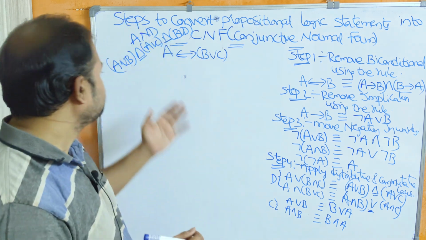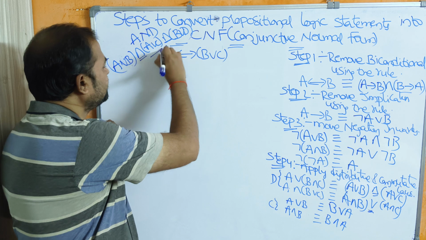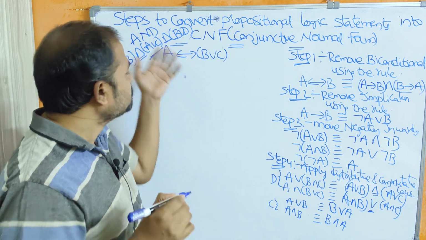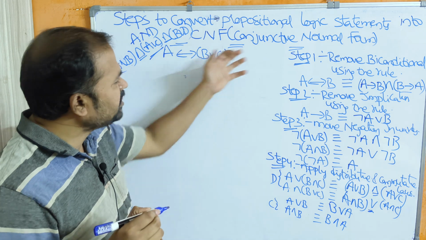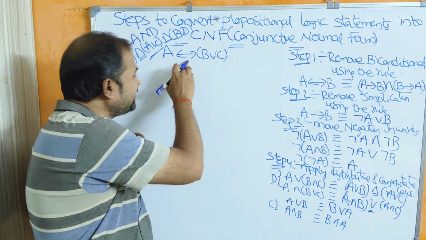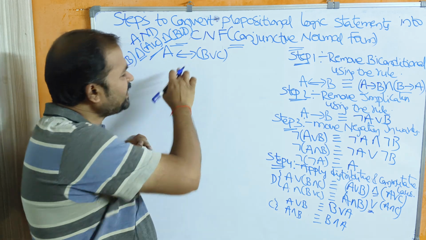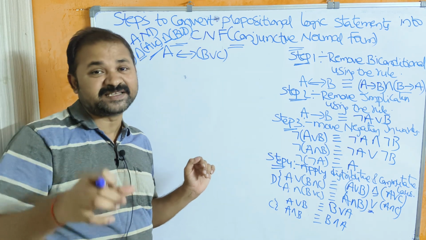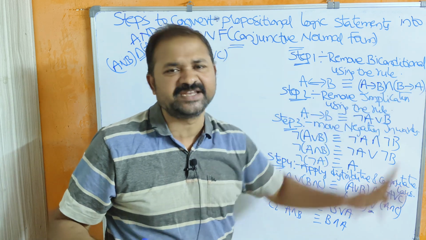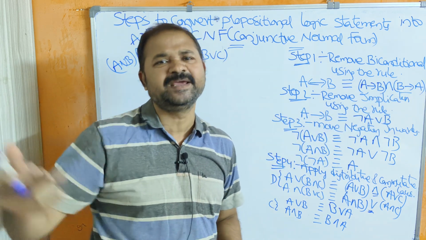form. So let us see this problem: A implies (A biconditional (B or C)). We have to convert this propositional statement into the conjunctive normal form. Initially we have a biconditional. If we have a biconditional, then that should be replaced by this formula: A conditional B and B conditional A, that is, A implies B and B implies A.